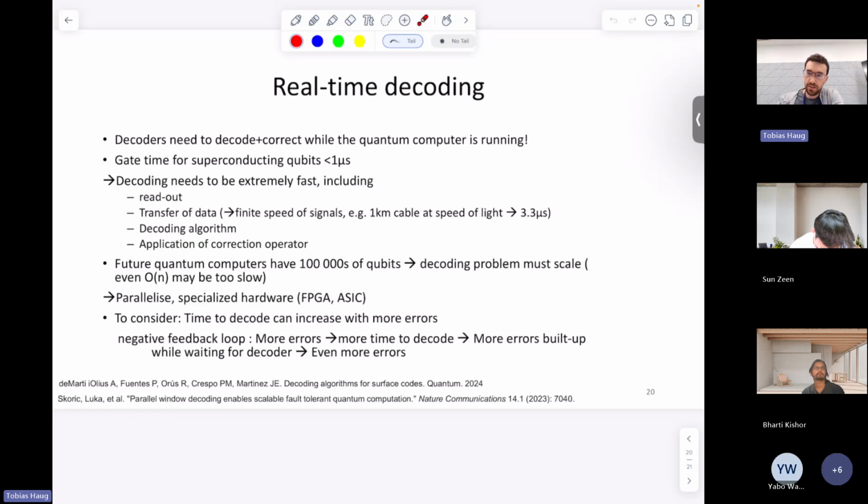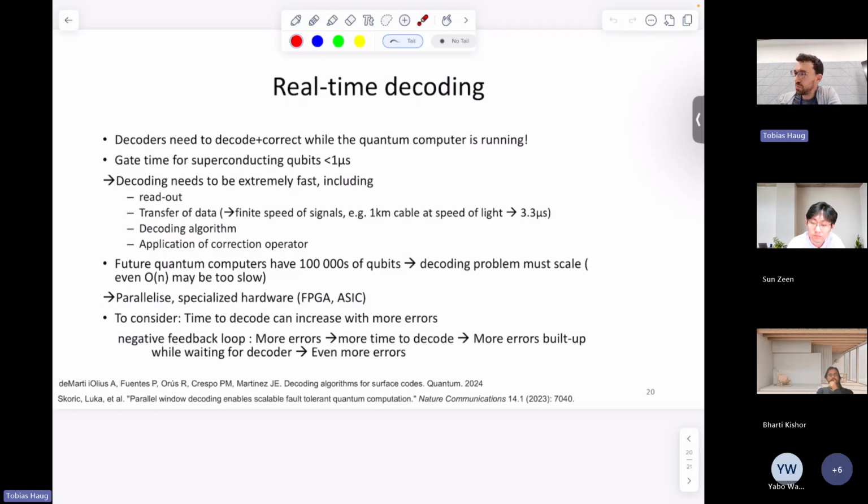Okay. For my final slide, I just want to give you some of these challenges in practice. So let's say you go away from theory and actually go into the lab and try to think about how to actually implement quantum error correction in practice. You need to play with additional constraints. In particular, if you want to run quantum algorithms, you need to decode and correct while the quantum computer is running. So this gives you very stringent conditions.